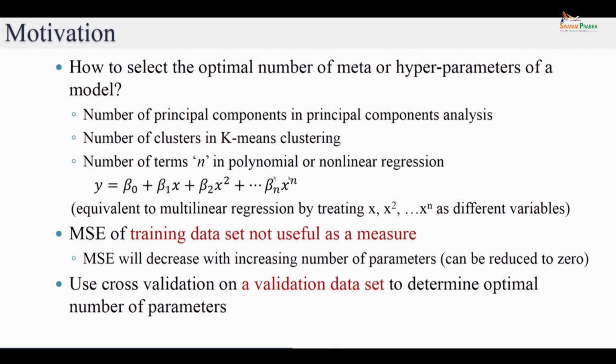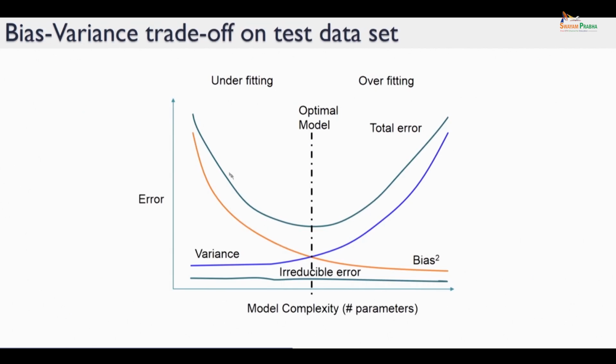So we will use this polynomial regression model as an example throughout in order to illustrate this idea of cross validation. So schematically, what happens when you actually increase the model complexity or the number of beta parameters of the model? You will find that the mean squared error on the training set continuously decreases, and it goes towards 0, as we said.